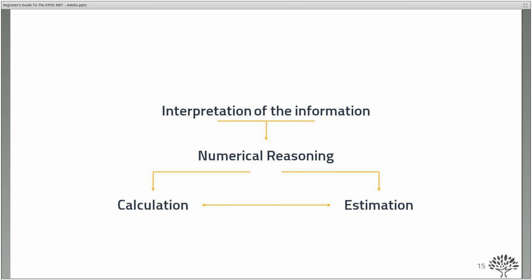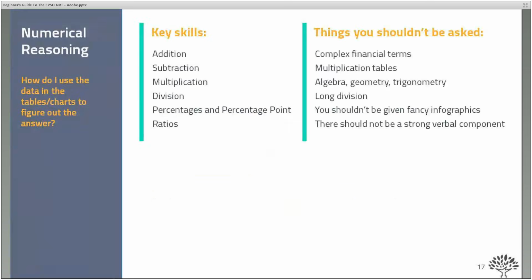So we're going to move on now to numerical reasoning. So now that you've identified the important information, the next step is to figure out what to do with it. I expect some of you might even have been thinking about that already while we were working through the previous questions. But there's a series of skills and slight knowledge that it's important to know, and there's a series of things that it's not important to know.